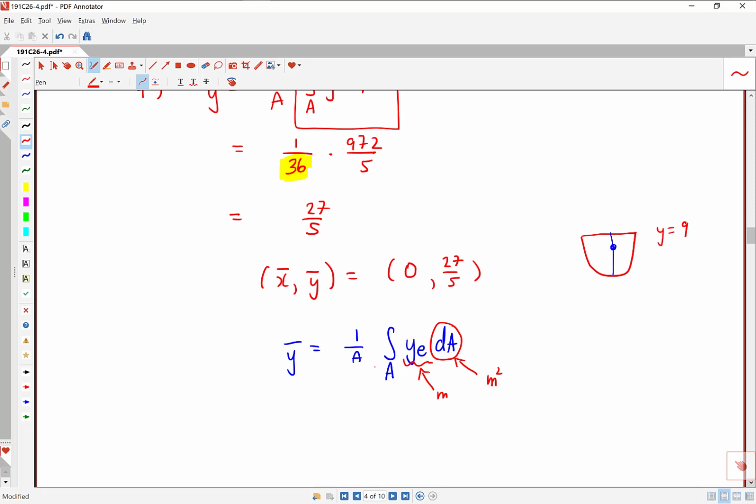And then out in front, you're dividing by area. So that would have units of 1 over meter squared. So when you multiply all these things together, 1 over meter squared times meter squared, you do end up with units of meters, which makes sense because we're getting a y coordinate for our answer.